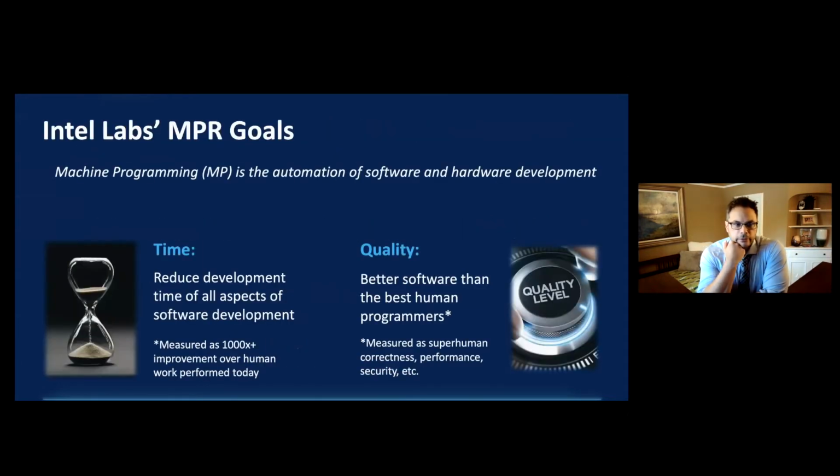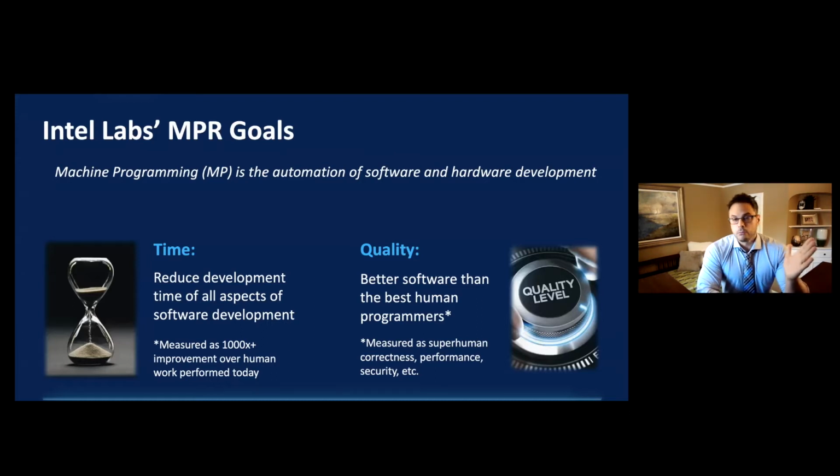As the director and the founder of MPR, the way I formed the group is really around these two core tenets. And it's about time and quality. What we are striving for, and by no means do we have any plans of actually achieving this within the next several decades, at least generalizably, is to improve the time it takes to develop software by at least 1,000x, and to generate software that is better than the best human programmers in the world. So one way to quantify it is what might take 3 years today, we want to be able to do in a single day. And also we want the resulting system that we can do in that one day to be better than the best programmers on the planet.